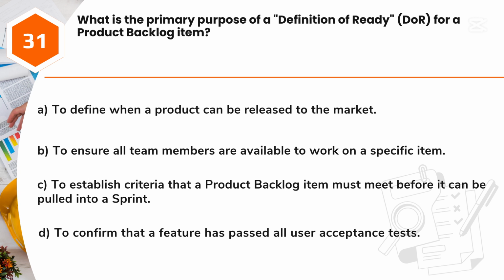Question 31. What is the primary purpose of a definition of ready for a product backlog item? A. To define when a product can be released to the market. B. To ensure all team members are available to work on a specific item. C. To establish criteria that a product backlog item must meet before it can be pulled into a sprint. D. To confirm that a feature has passed all user acceptance tests.